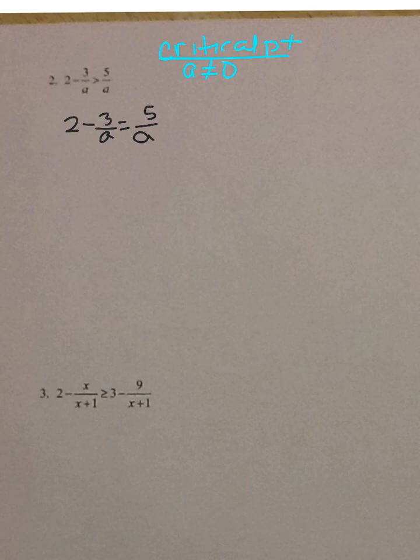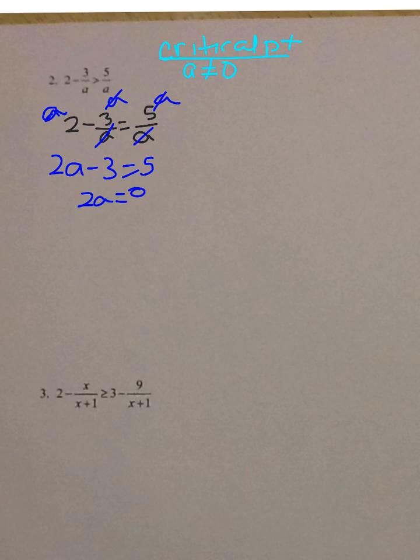So I'm going to multiply everything by a. So multiply by a, and a. So I get 2a minus, the a's here reduce, 3, equals a and a reduced, 5. So I get 2a is equal to 8. A is equal to 4.